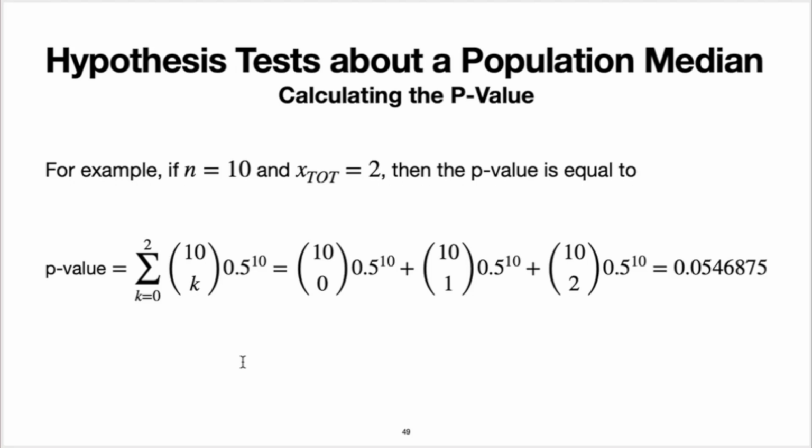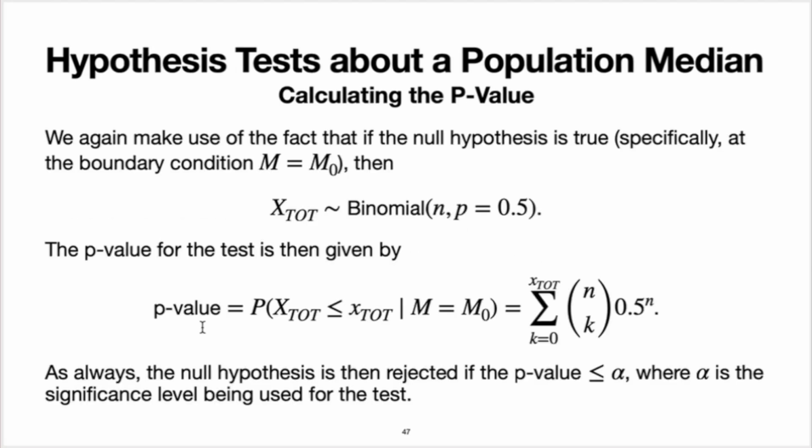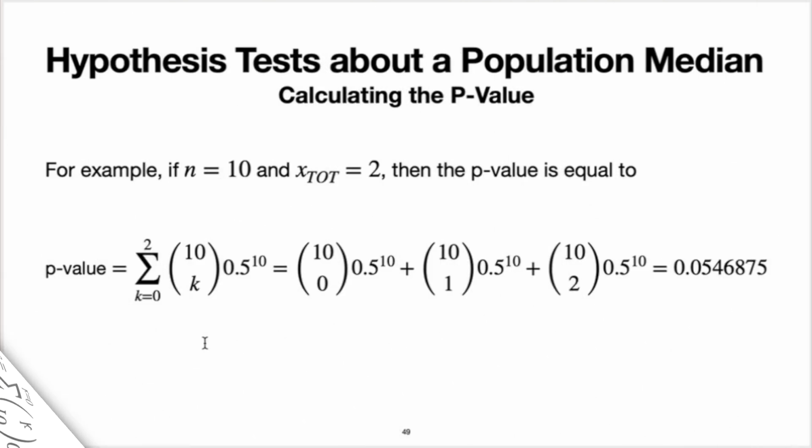And so in that case, the p-value would be equal to this sum. And again, the formula I'm using is this formula right here. We see that we have three values to add up, corresponding to k equal to 0, k equal to 1, and k equal to 2. So 10 choose 0 times 0.5 raised to the 10th power, plus 10 choose 1 times 0.5 raised to the 10th power, plus 10 choose 2 times 0.5 raised to the 10th power. And that turns out to be 0.0546875.